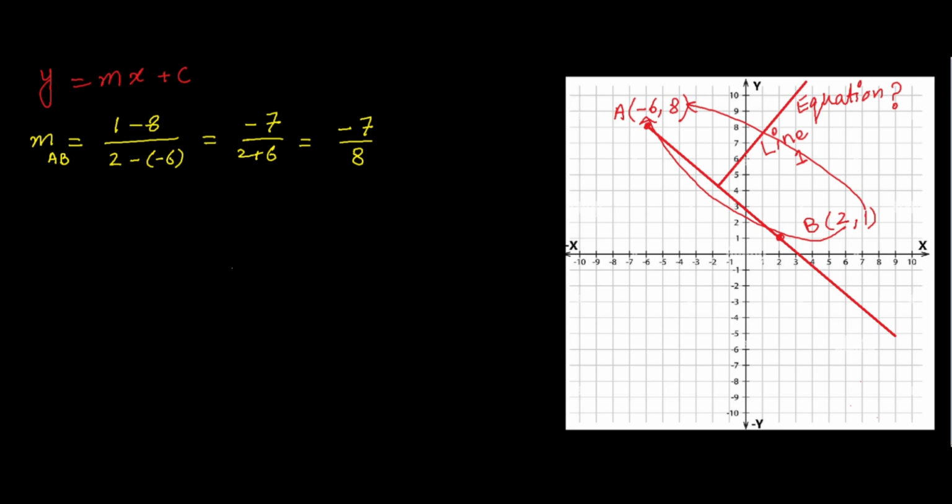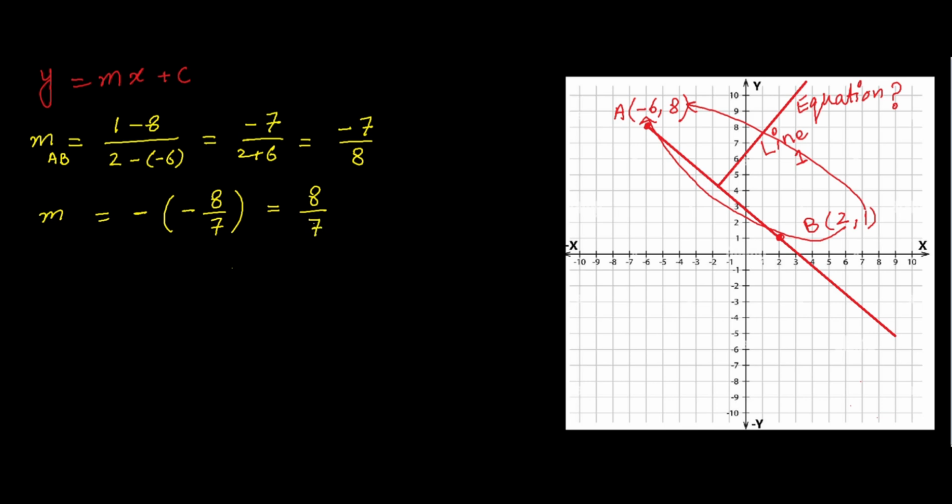Now we have to find the gradient of line 1, which is perpendicular to the line AB. And we have already discussed that the gradient of a perpendicular line is always equal to the negative reciprocal of the gradient of the given line. So this will be the negative reciprocal of the gradient of line AB. The reciprocal of minus 7 over 8 will be minus 8 over 7. So this minus and minus becomes plus. So the gradient of this perpendicular line will be 8 over 7.